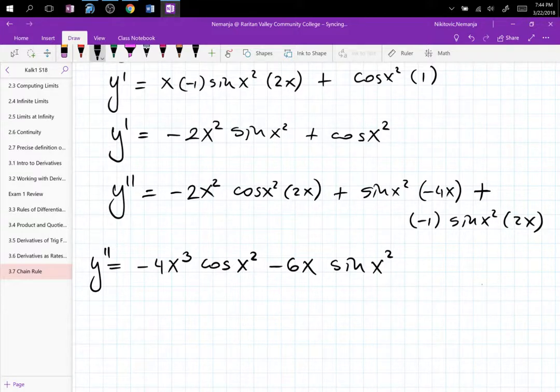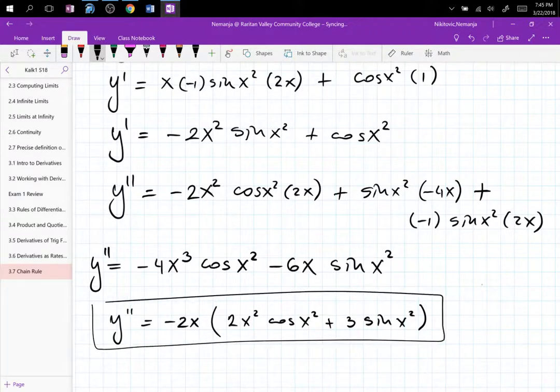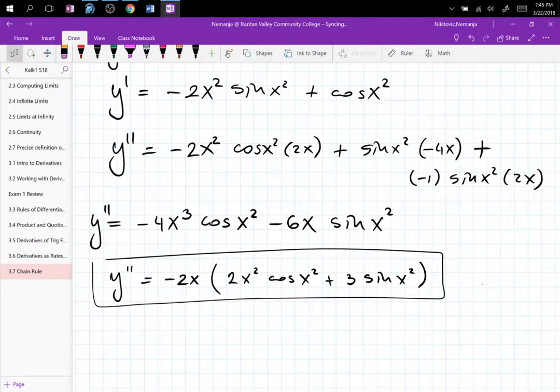And now what I can kick out is negative 2x. And what's left? 2x squared cosine x squared plus 3 sine x squared. There it is. Second derivative.